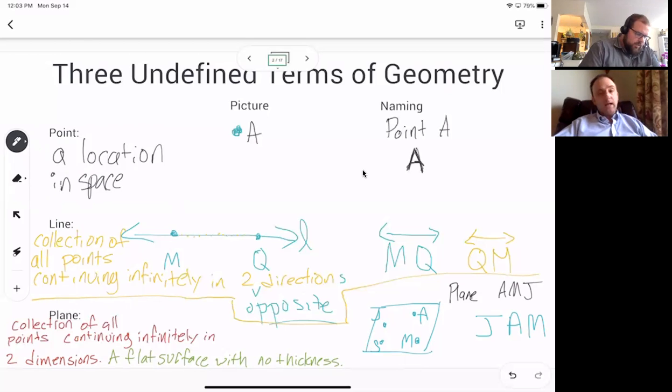Cool. So we have now three undefined things that hopefully we have at least some way to think about and some way to write. And I think I'm pretty comfortable moving on to talk about some things that are actually defined. Totally ready.